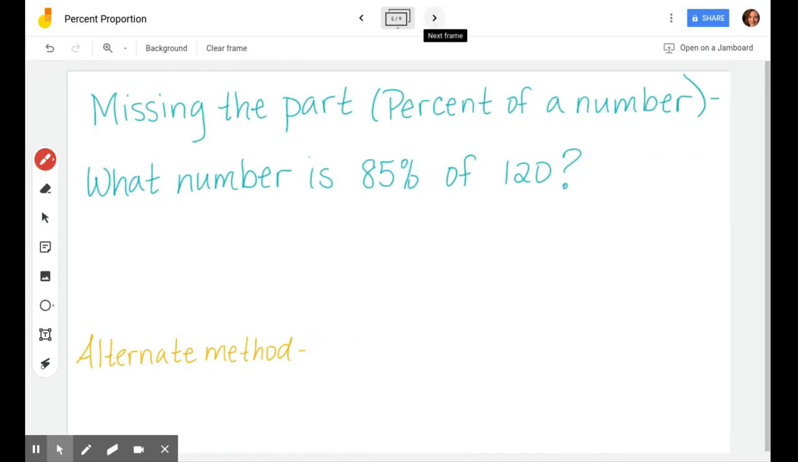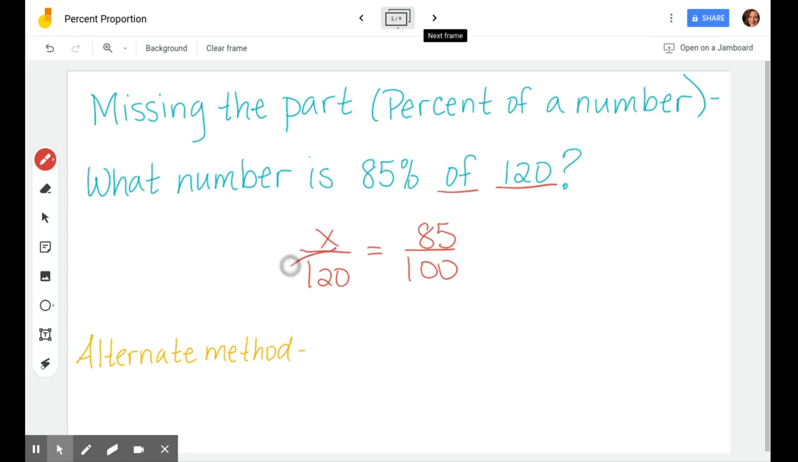The next type is if you're missing the part, you're missing the is, the portion. So I'm going to do two fraction bars, equal in between, 100 on the bottom right. I look for my percent first. This says what number is 85% of 120. So I see that percent sign right away. I'm going to put 85 on top of 100. Then I look for what it's out of. This one's out of 120, but I don't know how much that is. So my variable goes on the top left where the part is.